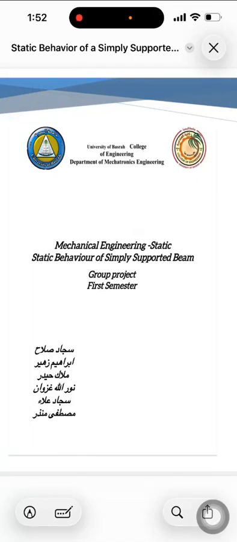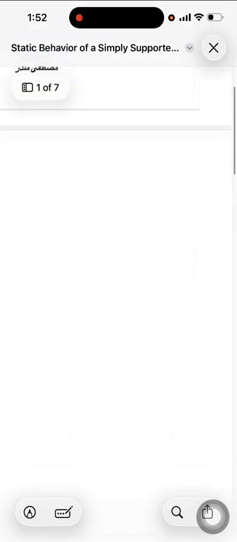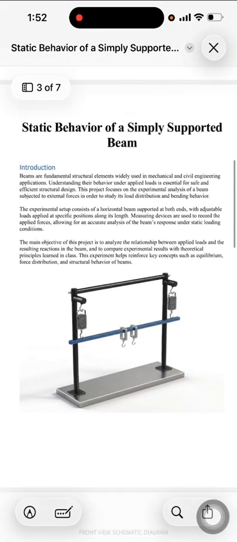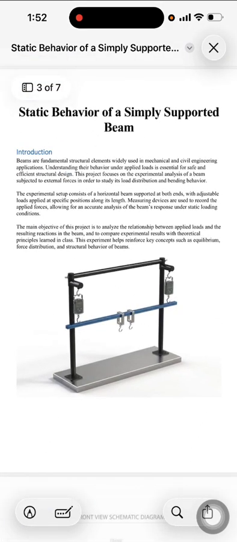This is our project report of static behavior of simply supported beam. As you can see here, this is a 3D image of our project. As an introduction, beams are fundamental structure elements widely used in mechanical and civil engineering. Understanding their behavior under applied loads is essential for safe and efficient structure design.